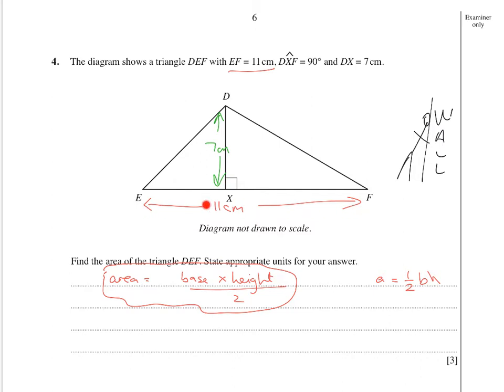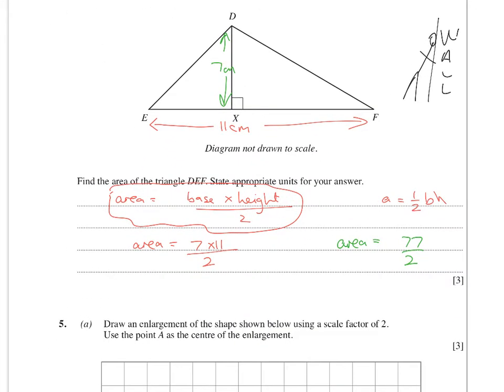So in terms of my base, obvious, that's the base. In terms of my heights, again, obvious because of that right angle. So my formula is going to be 7 times by 11 divided by 2 to work out the area. And my area is going to be, well, 7 times 11 is 77. And then I need to find half of that, okay? Now, probably the best way without a calculator for me would be to split it into 70 and 7. Half of 70 is 35. Half of the 7 is 3.5. So my area is going to be equal to 38.5 centimetres squared. It said state appropriate units for your answer, so I've not missed out on that important mark there.